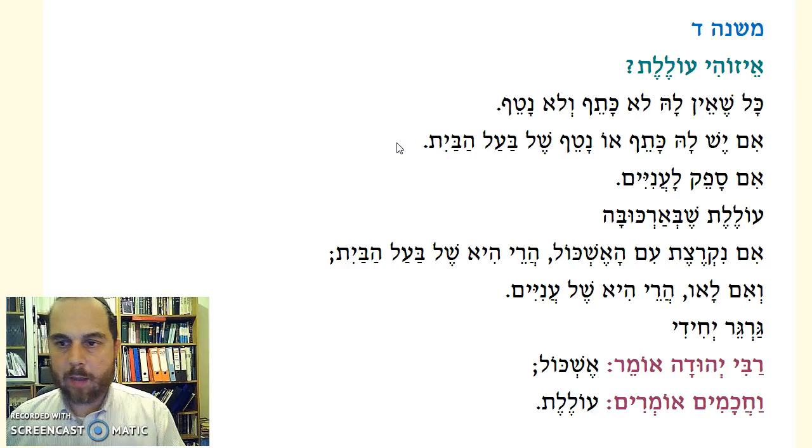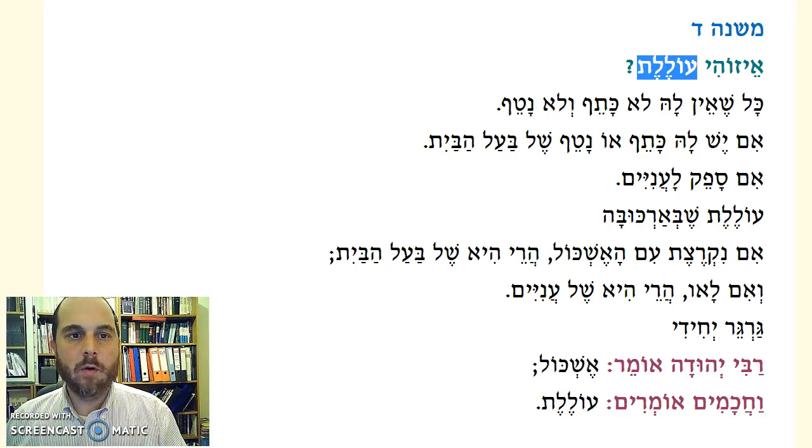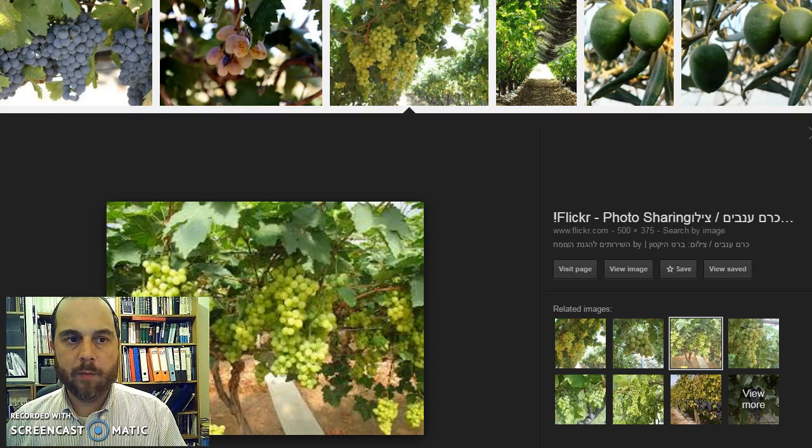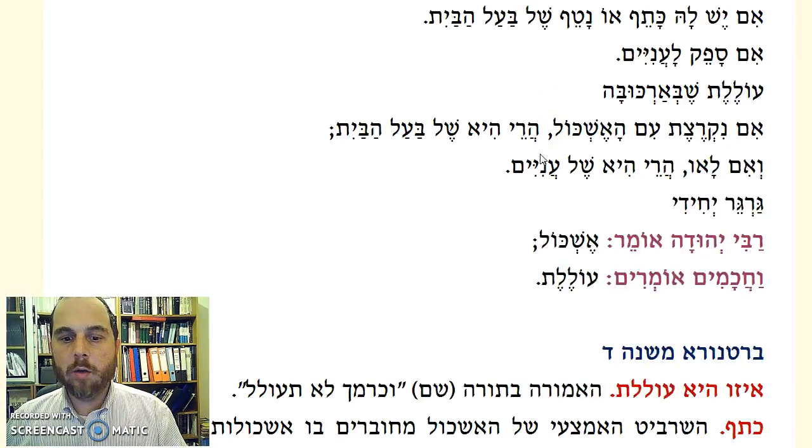Peah, Perek Zayin, Mishnah Daled. Okay, the Mishnah is going to talk about Olelot, as it's well known. Olelot actually appears, and we're going to see a bunch of pictures. Olelot appears in the Torah.